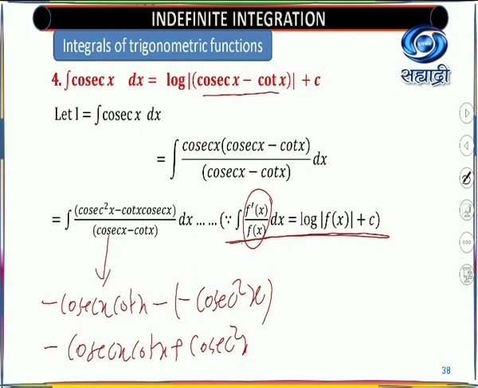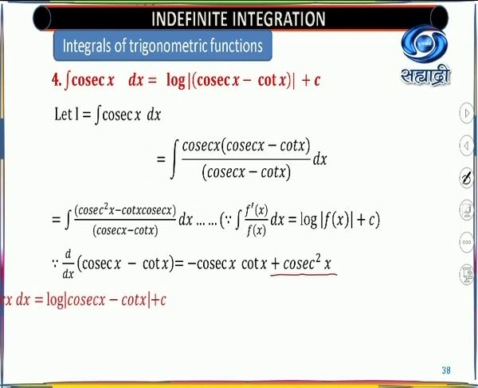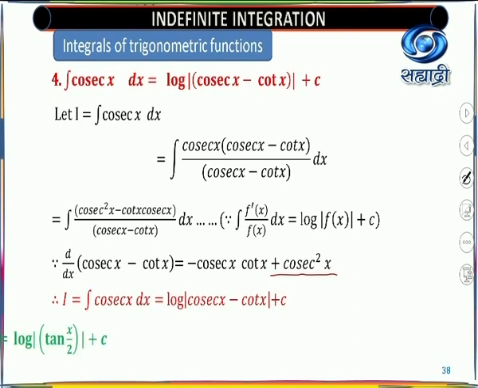So you are using this corollary again here, that integration of f dash x upon f x dx is log of mod of f x plus constant of integration. So we'll write the final answer for this. I have just now explained why you are getting cosec square positive. So you will get this value, and hence integration of cosec x dx is equal to log of mod of cosec x minus cot x plus constant of integration, or you have the formula integration of cosec x dx equal to log of mod of tan of x by 2 plus constant of integration.